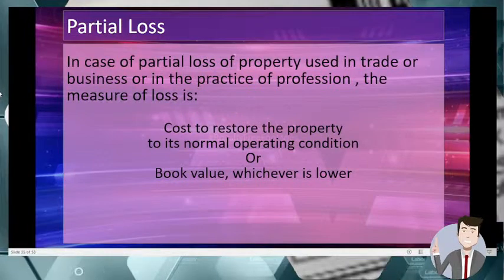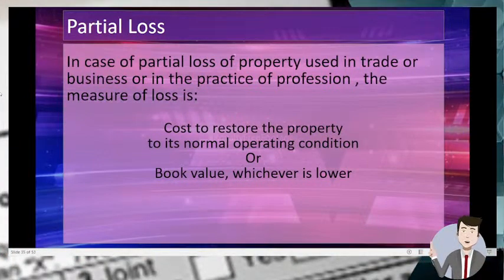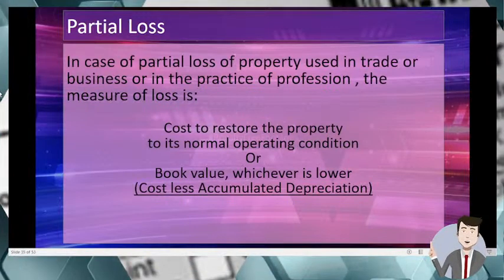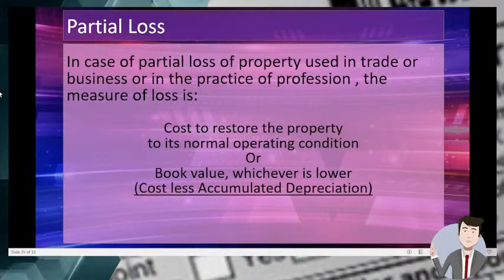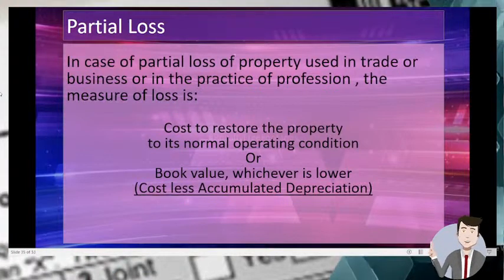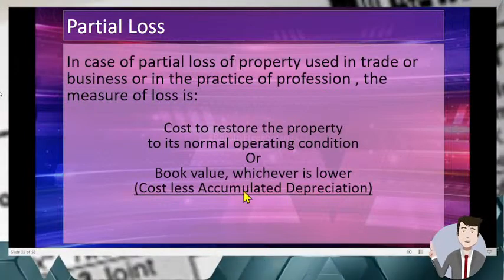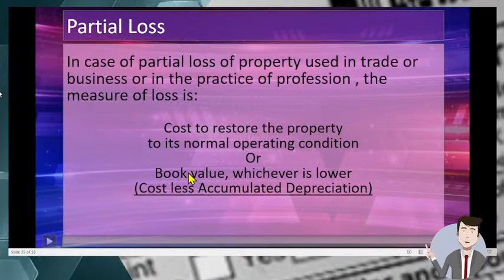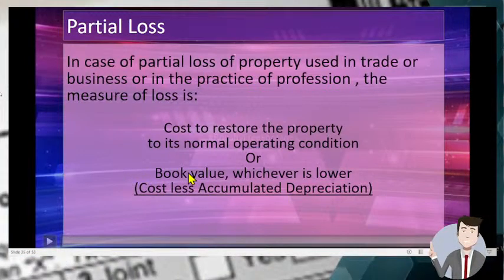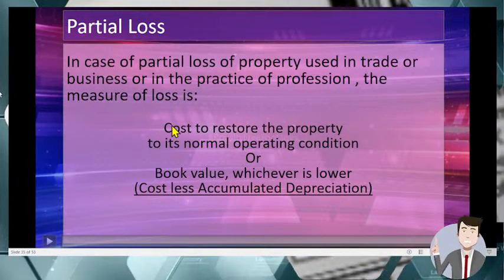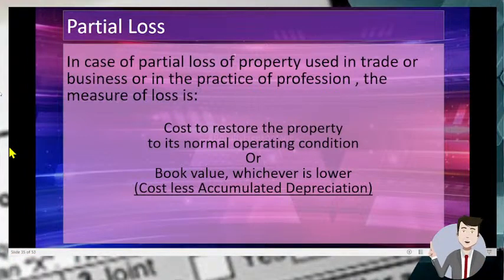So that is the figure that we are going to compare on the recognition of partial loss. Cost less accumulated depreciation. So the book value will be your cost, or the original purchase price and any other capitalizable expenses in relation to the purchase of the property, less the accumulated depreciation. So that's the computation on book value. But for the purpose of identifying which value we will consider, you have to compare the restoration cost or the book value of the property.